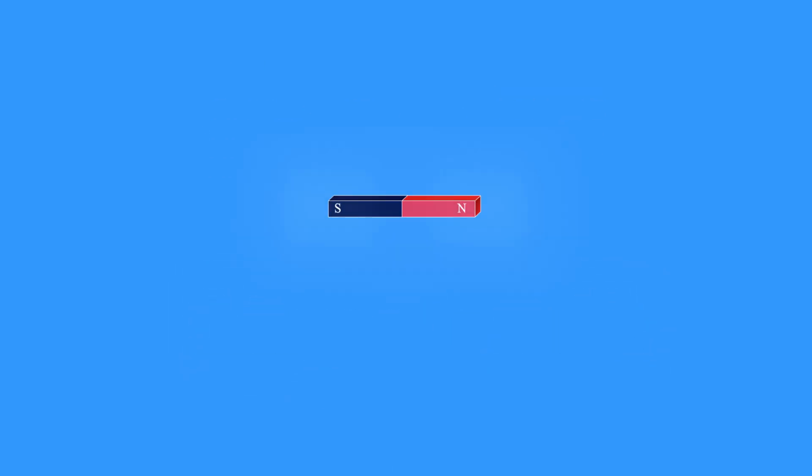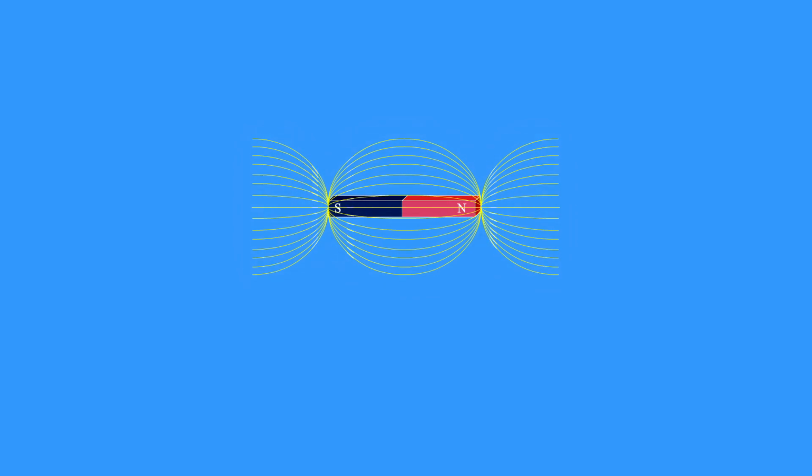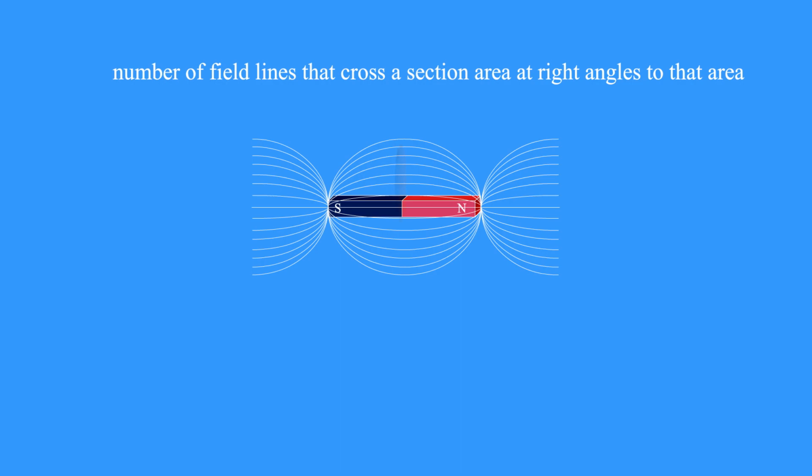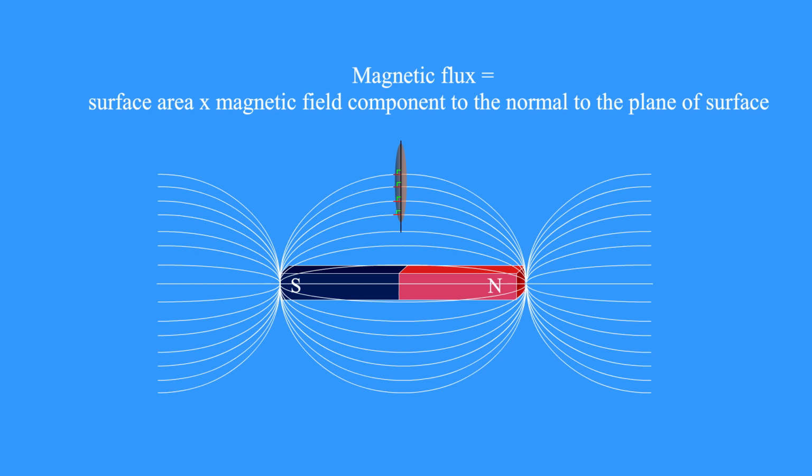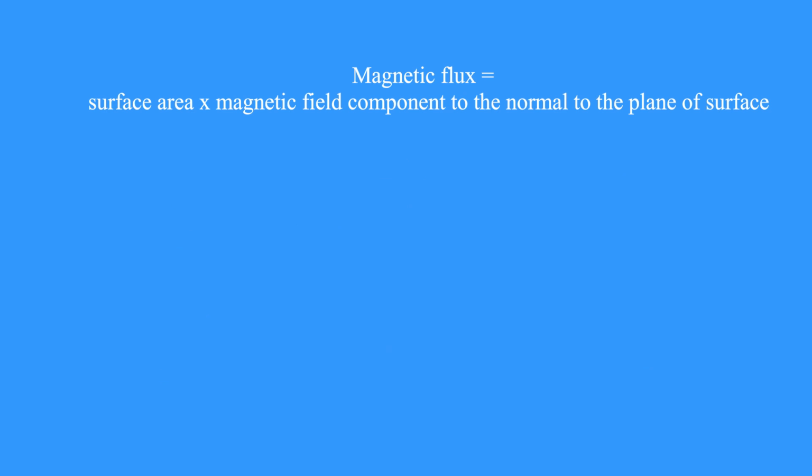A useful way to model magnetic field strength is to define a quantity called magnetic flux, phi. It is defined as the number of field lines that cross a section area at right angles to that area. Magnetic flux equals surface area times the magnetic field component normal to the plane of the surface. Symbols can be used to represent the equation, where the symbol phi represents the amount of magnetic flux. The cross-sectional area is symbolized by A, while the magnetic field is symbolized by B.